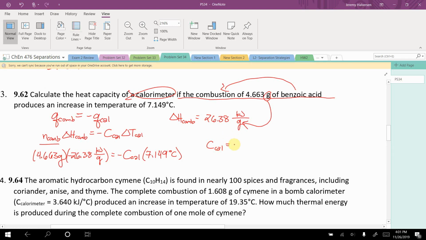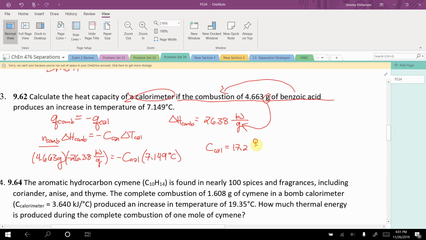I got the C of the calorimeter is 17.2. And what are the units going to be here? Well, I had grams cancel with grams, so I had kilojoules on the left, and I divided by degrees Celsius. So I should have kilojoules per degree Celsius, which is consistent with what the units should be for the heat capacity of a calorimeter.